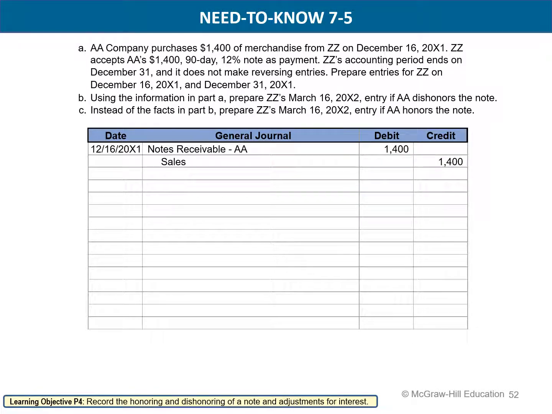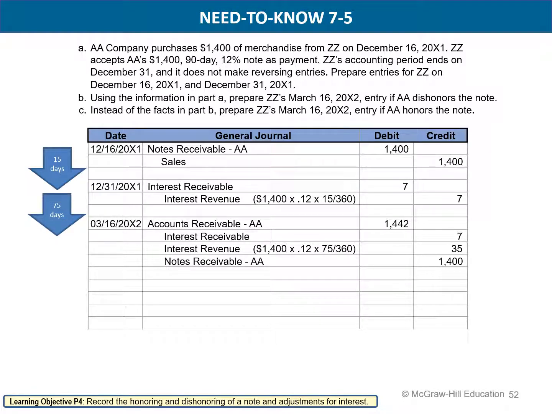So, when the customer takes out the note, we're going to record a note receivable on our books from AA, $1,400. And we're going to record sales of $1,400. Then, at the end of the year, we're going to record interest receivable of $7 and interest revenue of $7. $1,400 times 12% times 15 divided by 360. Okay, that's to accrue the interest that we haven't yet received, but we've earned, right? So we want to recognize that revenue.